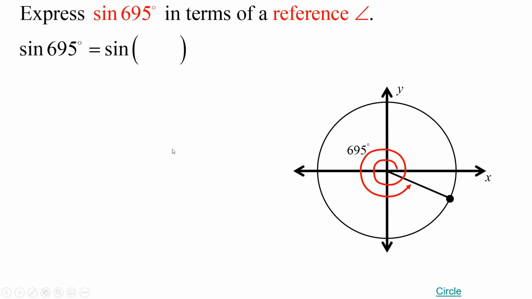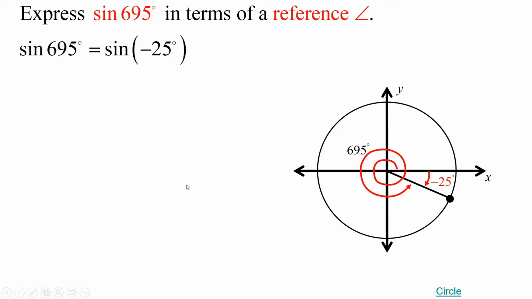sine of, okay, now check this out. What's this negative angle right here? Well, again, 2 revolutions would be 720 degrees. So that angle right there is negative 25 degrees. So sine of 695 degrees equals sine of negative 25 degrees. All right, those are coterminal angles.